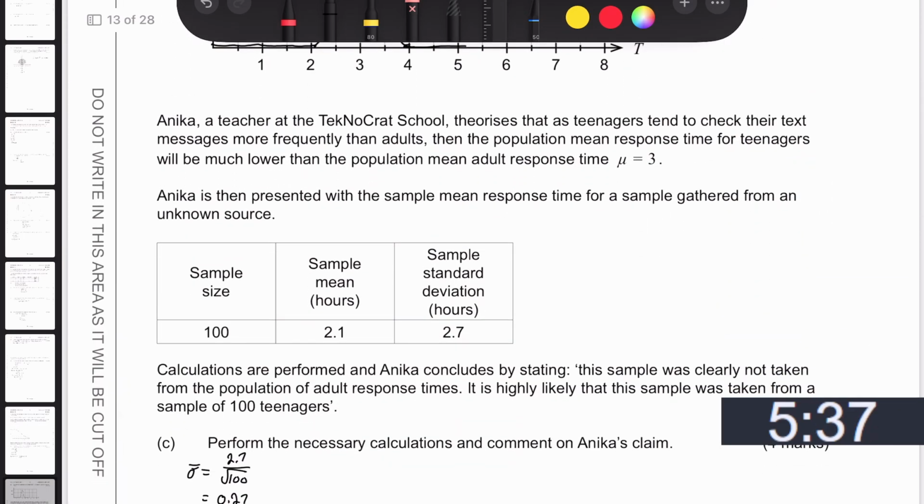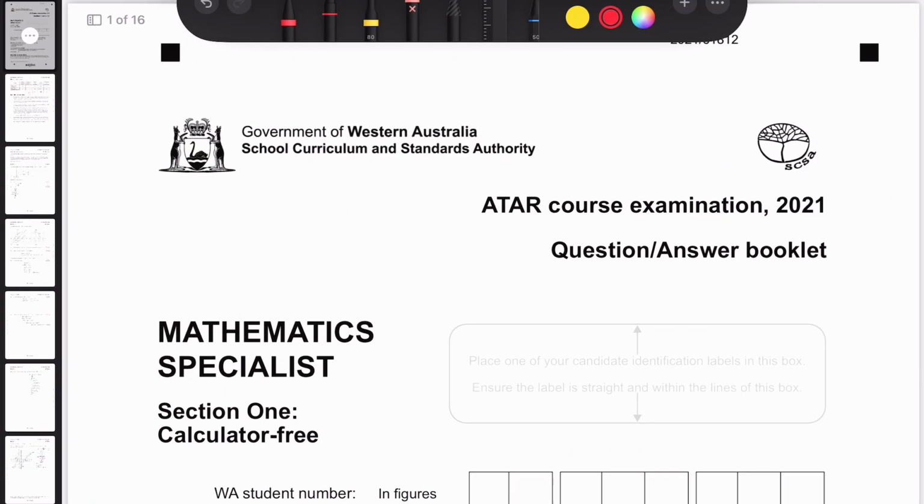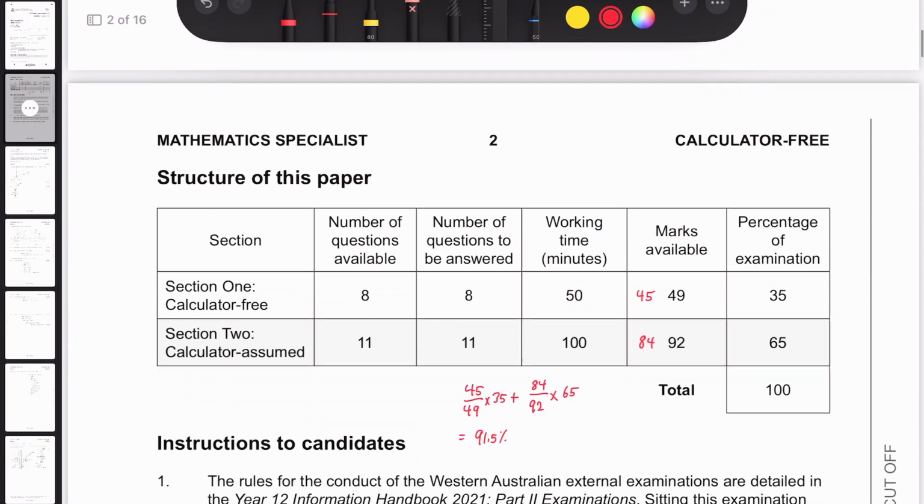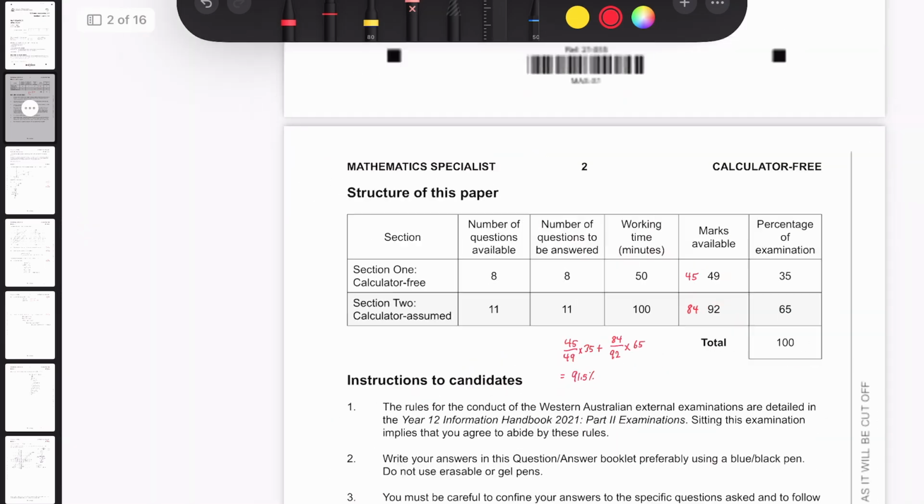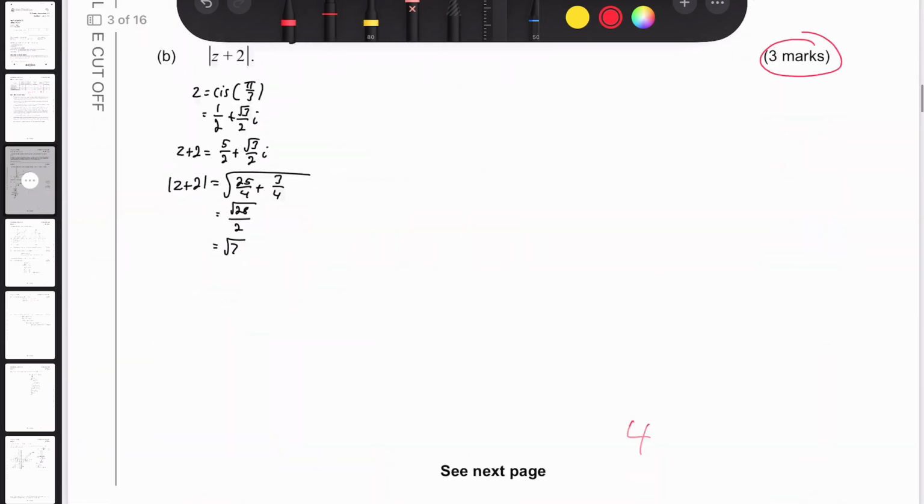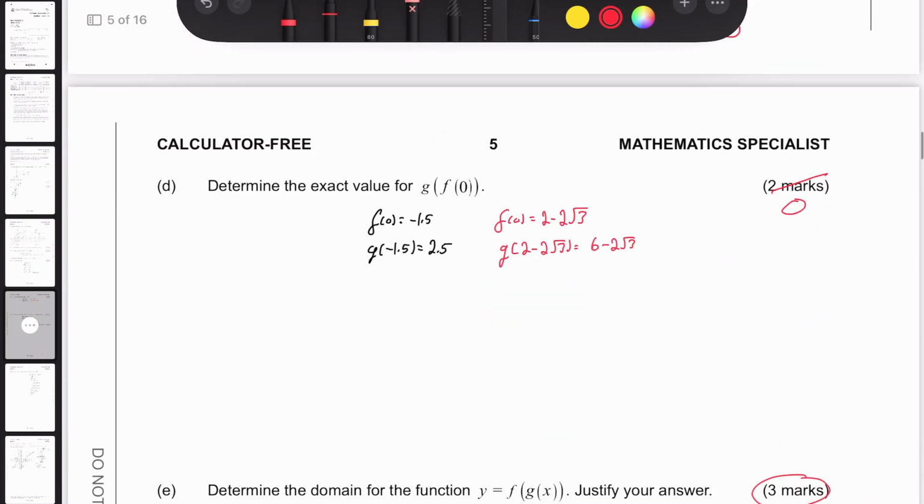Okay, yeah, I'm gonna end it here now. So we'll come back for marking later. Welcome back, everyone. Just finished marking. We got 91.5%, which is pretty good. Not too bad. We lost 4 marks in calculator free, and then we lost 8 in calculator assumed. So if we go through them, let's have a look at what we messed up.